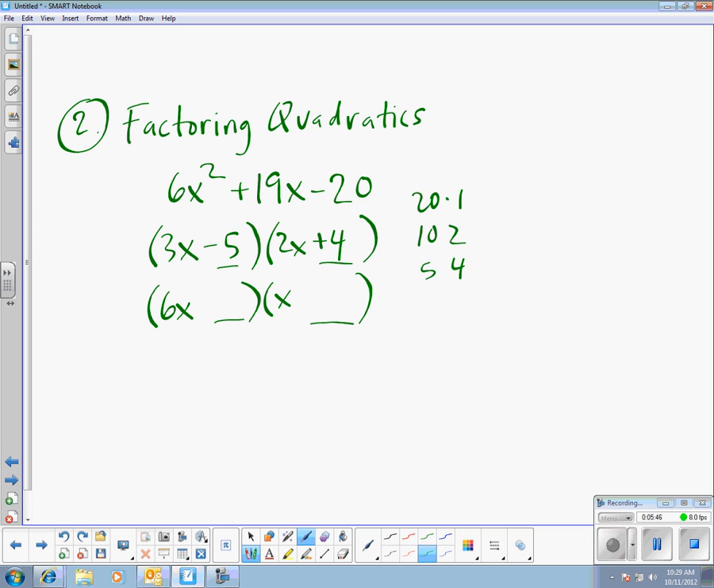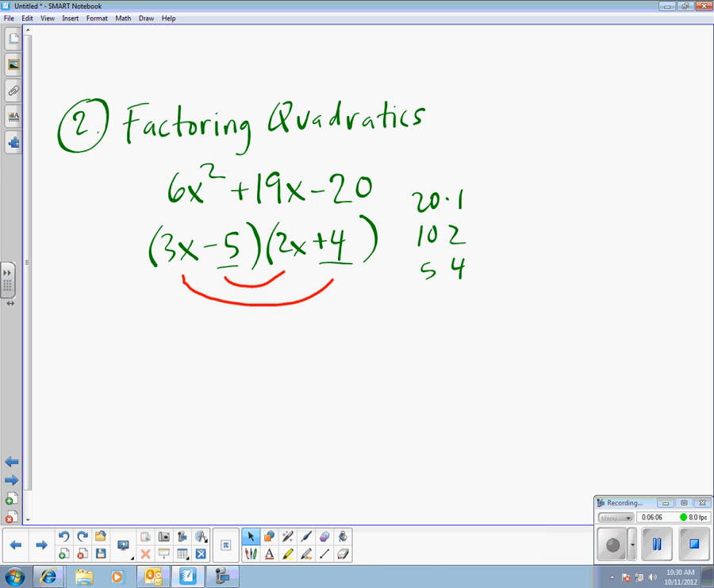And what you're doing is you're checking to see if you were to FOIL this backwards, would you end up with plus 19x in the middle. So in this case, I have 12x from my outers, and I have negative 10x from my inners. So that's a total of 2x, which is not 19x. So that means something's wrong with this arrangement.